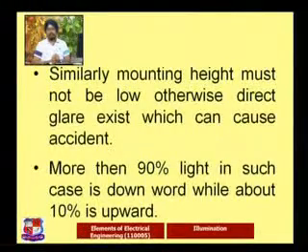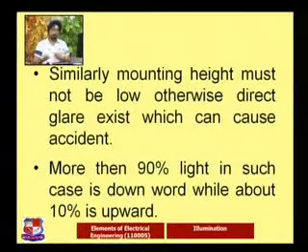Glare is the thing which teases our eyes, and we feel that an object is not seen properly, or whatever work we want to do is not done properly. As I said, more than 90% of the light in such a case is downward. Downward means from source to the object, and 10% is upward. Upward means it can fall onto the ceiling, or go onto the sides of the wall.